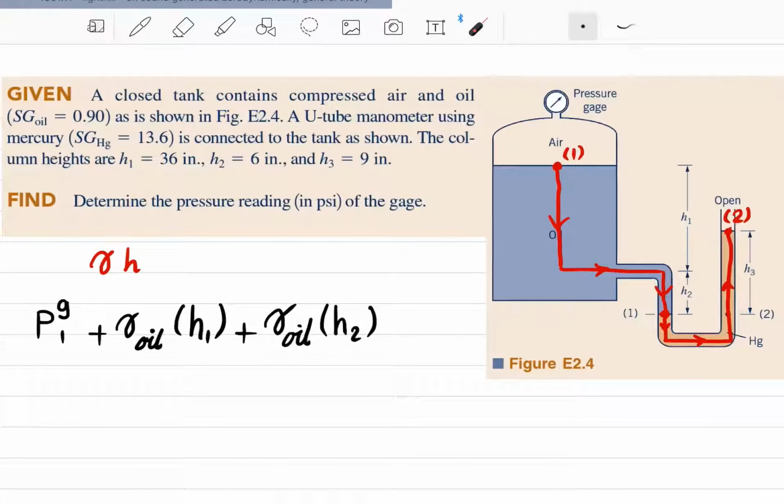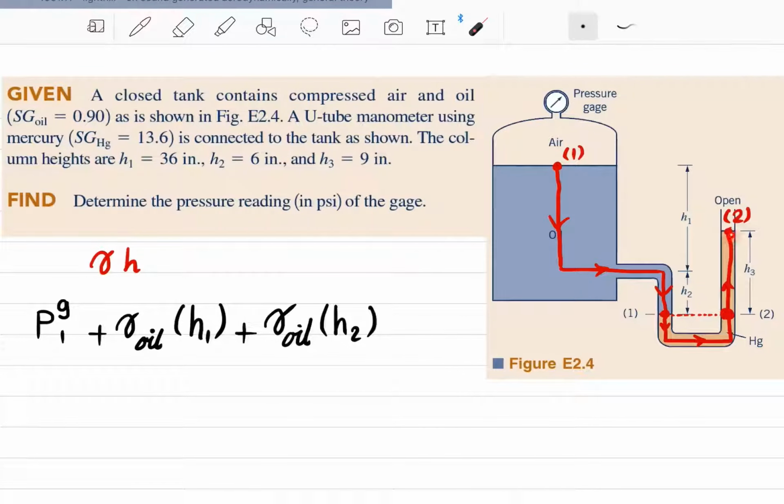But remember here, from this point, as we move downward, the pressure would increase. But the increase in pressure in this part will be cancelled by the decrease of pressure in this part, since here and here have the same elevation. So we can draw a straight line here and say that the pressure at this point is equal to the pressure at this point.